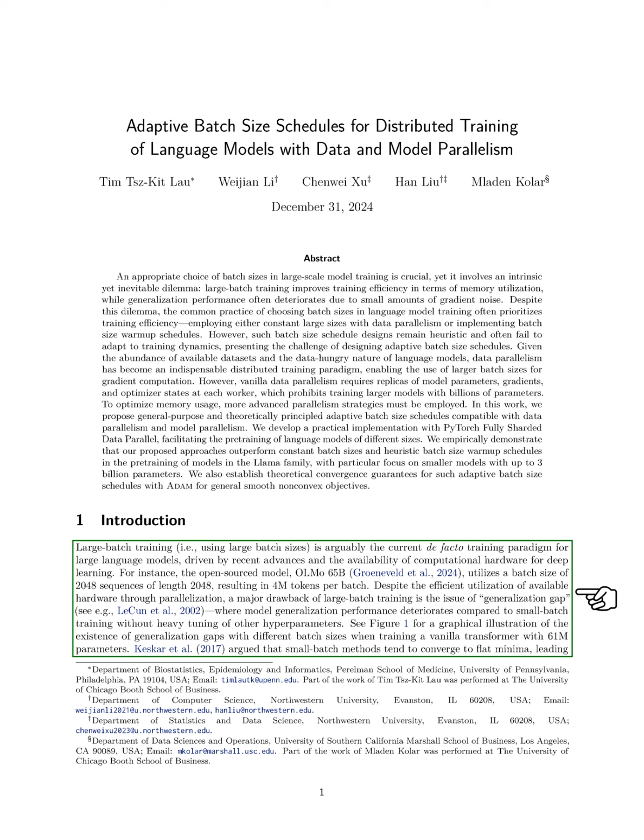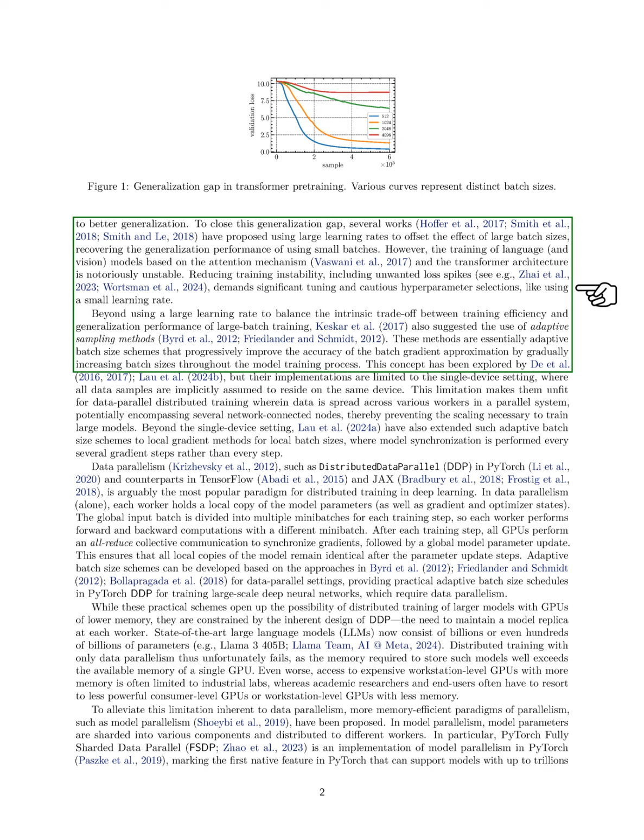Research suggests that small batch methods often lead to better generalization by converging to flatter minima. To address the generalization gap, some studies have recommended using larger learning rates to counterbalance the effects of large batch sizes. However, training models based on the transformer architecture can be unstable, requiring careful tuning and selection of hyperparameters, such as opting for smaller learning rates.